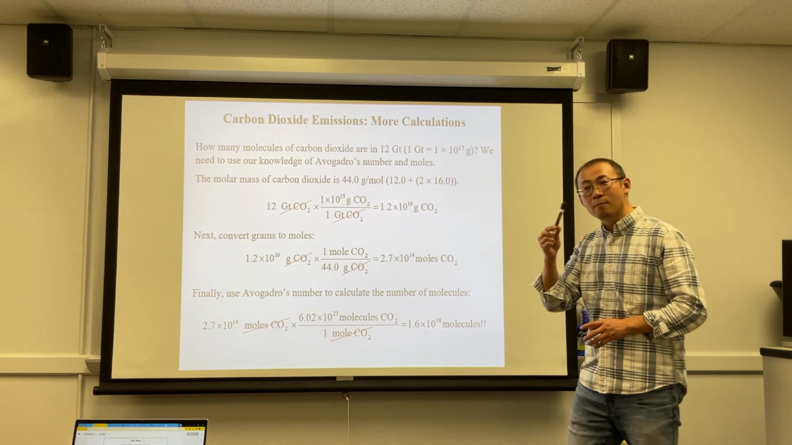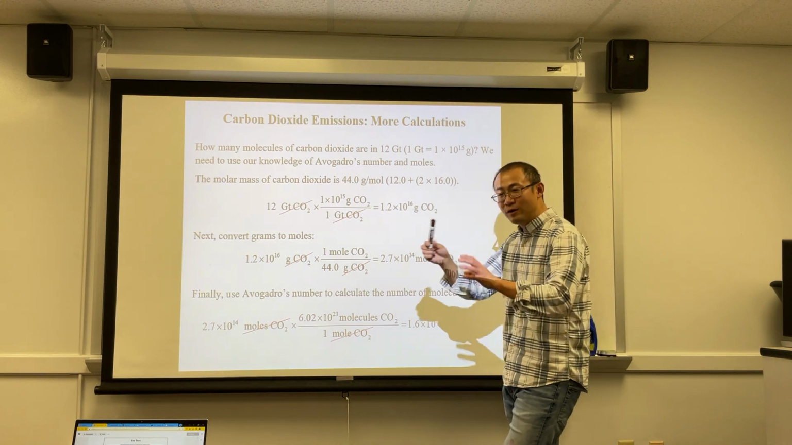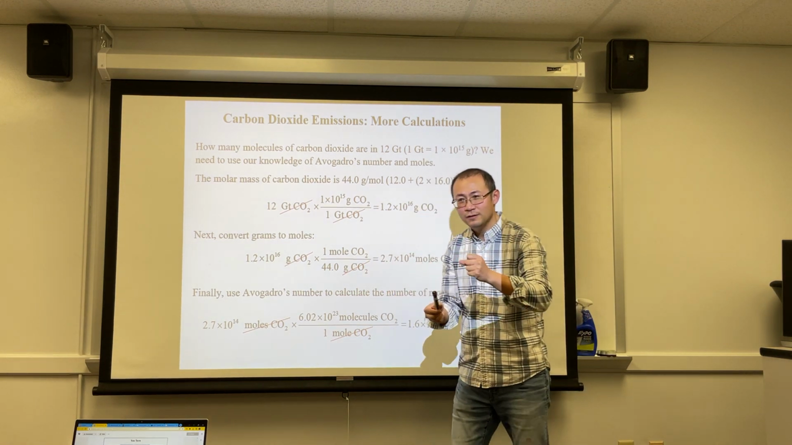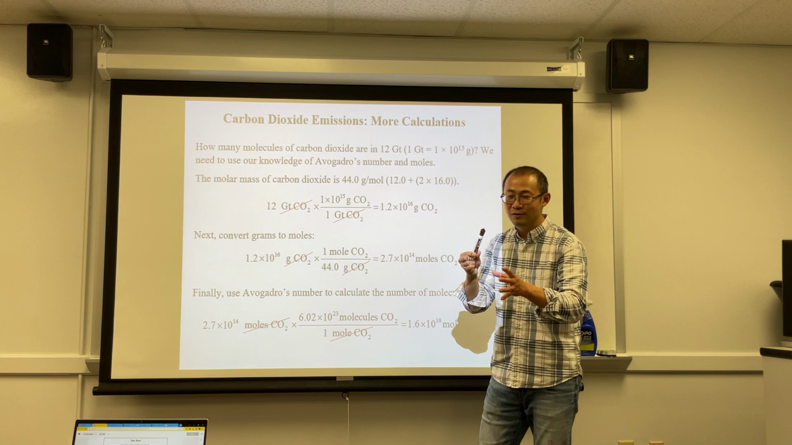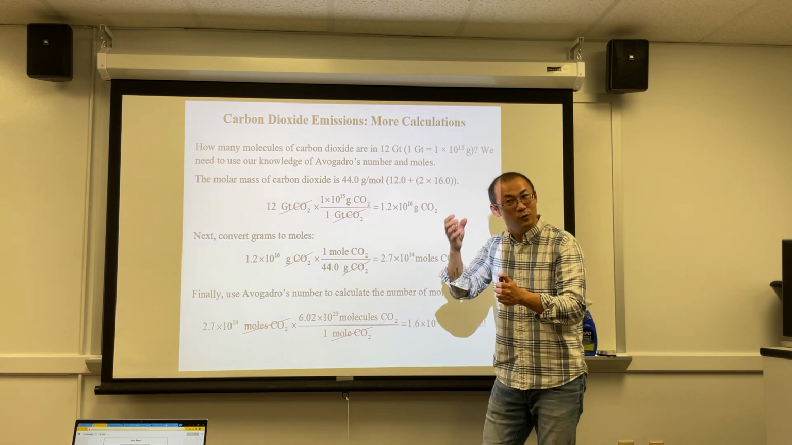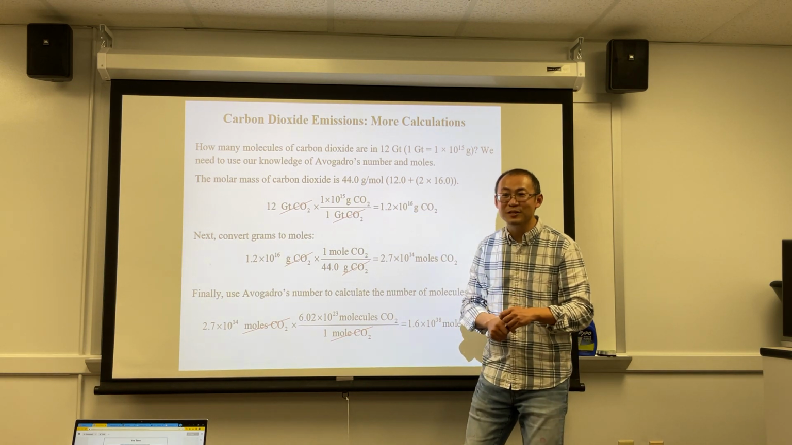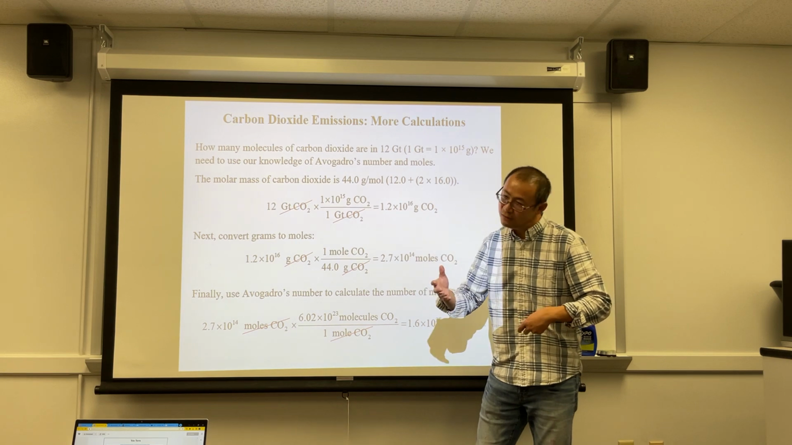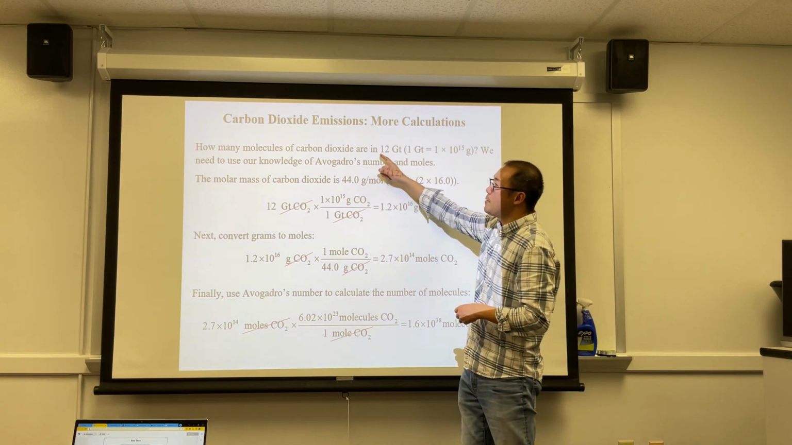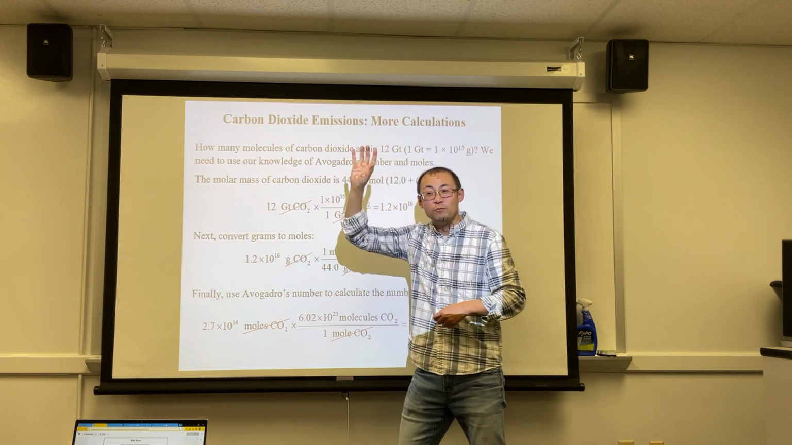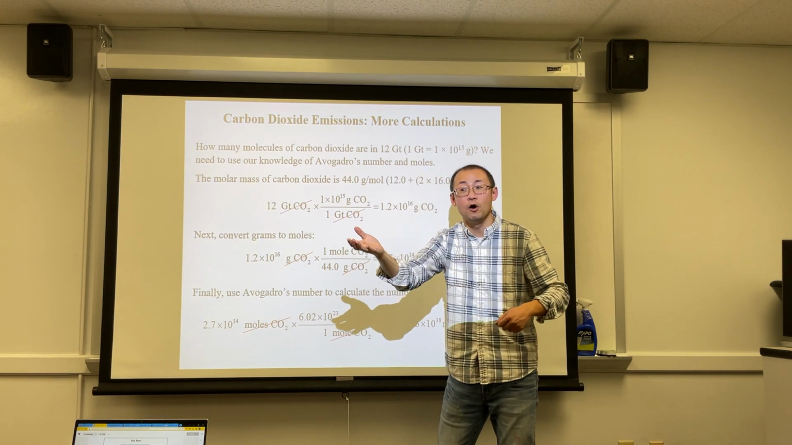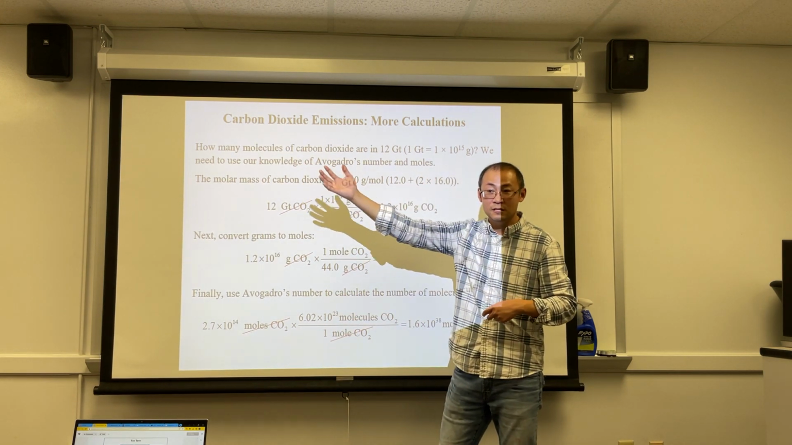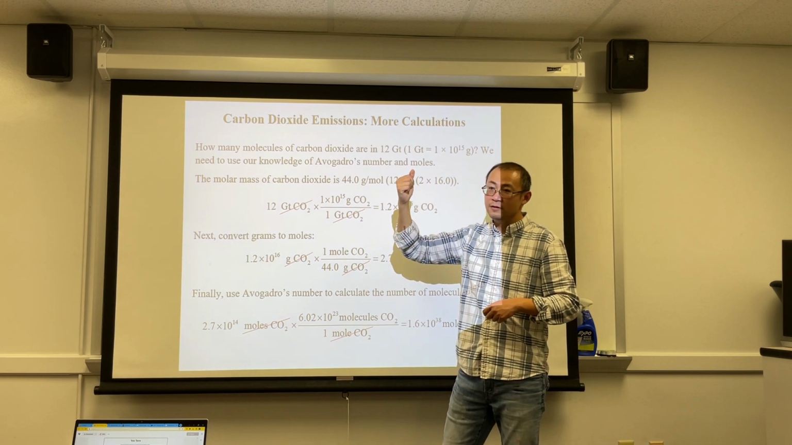Remember, if I want to know the molecule, if I want to count a number, what is related to number? Mole, is that right? One mole is how many? 6.02 times 10 to the 23rd. So if they ask you how many molecules, again, they're asking how many count, then you need to think about mole. If I know mole, I know number, because one mole is 6.02 times 10 to the 23rd.